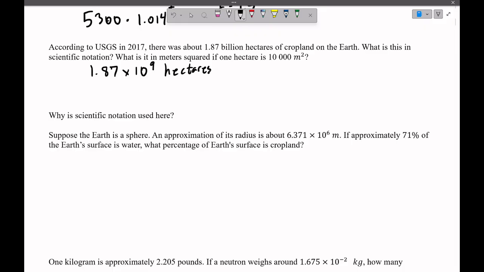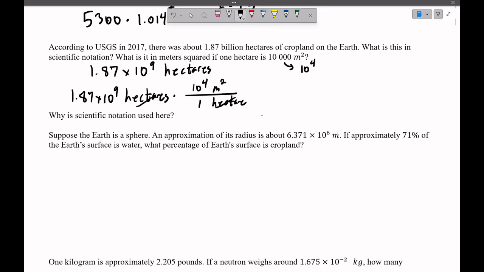That's the relationship there. But if each one of these hectares is 10,000 meters squared, what is this in meters squared? Well, this is the same thing as just saying 10 to the 4, right? We have 4 zeros there, so that's the same thing as saying 10 to the 4. So all we have to do really is just take 1.87 times 10 to the 9 hectares. We're going to multiply this by 10 to the 4 meters squared over 1 hectare. And the hectares cancel, and now we just have meters squared.